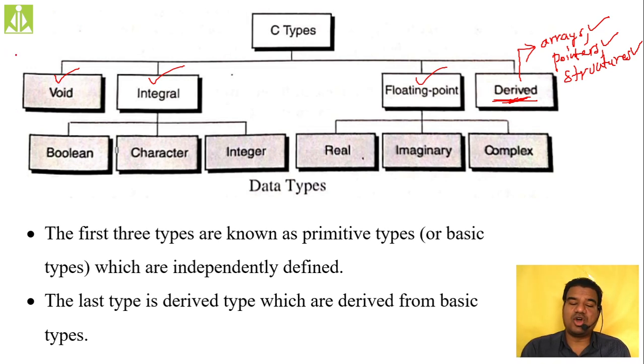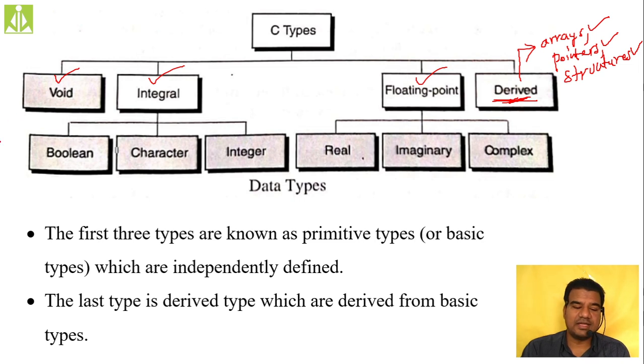So these three we call as primitive. Void, integral and floating point, we call them primitive types. And this last one, we are calling it derived type. Why have we given the name derived type? Because they are dependent on primitive types. They are not directly created. By making use of these primitive types we have created them, so they are derived from primitive types. That is the reason why we are calling them derived types. Hopefully you understood. So let us quickly go.